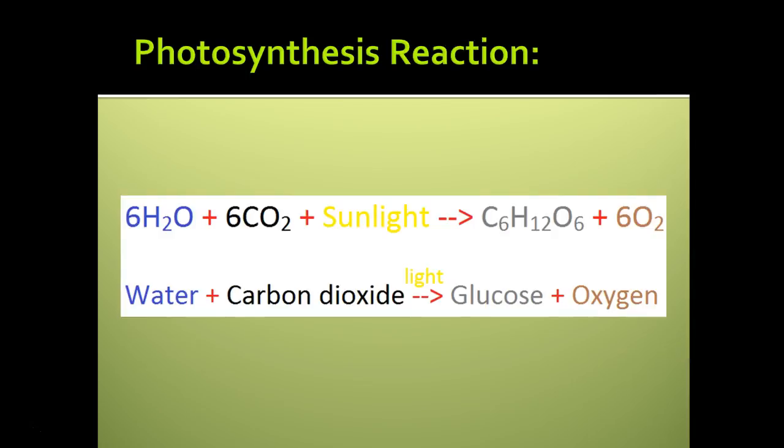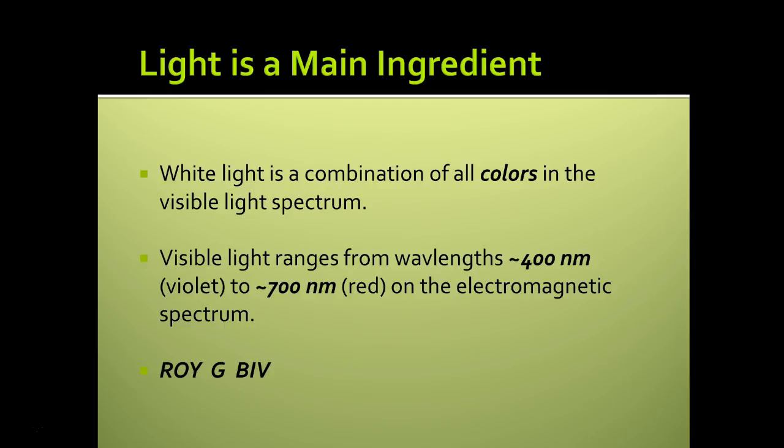Again, you can remember it in terms of those words for test purposes, or the chemical formula in terms of the symbols that you see above. Now, light, of course, is a main ingredient. And white light is a combination of all the colors in the visible light spectrum. What do I mean by that? All the colors in the visible light spectrum.